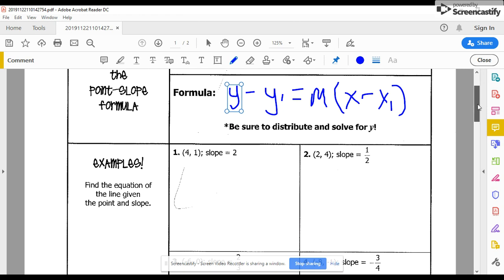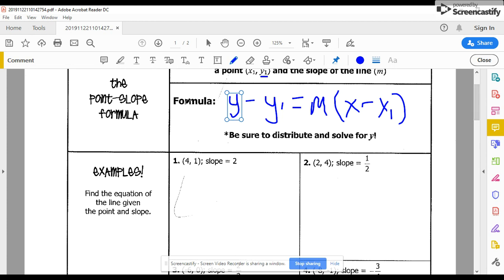So here's what it looks like. The y is always going to stay y. I'm going to switch to text. So this y in the formula is always going to be y. And then it's always going to be minus the y coordinate. So y minus 1 equals your slope, which is 2, parenthesis, x is always going to stay x, minus the x coordinate. And that's how you start. And then your job is to get it into slope-intercept form.